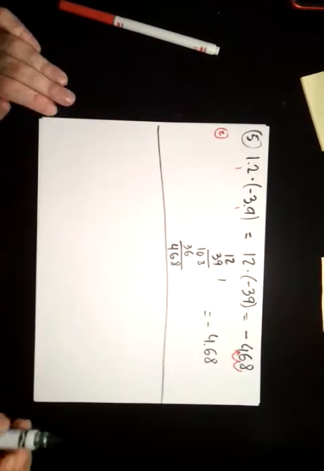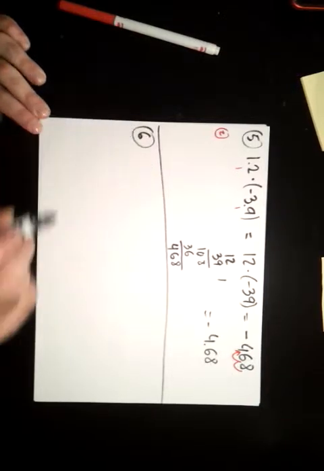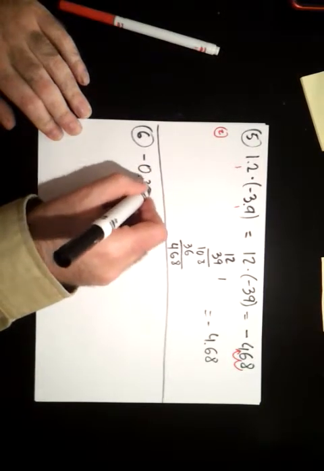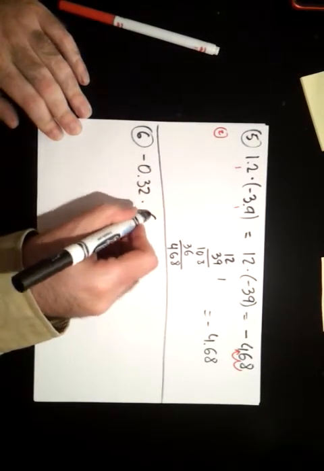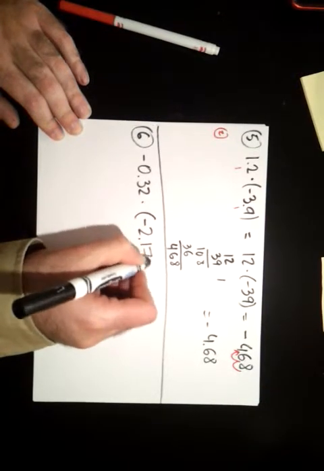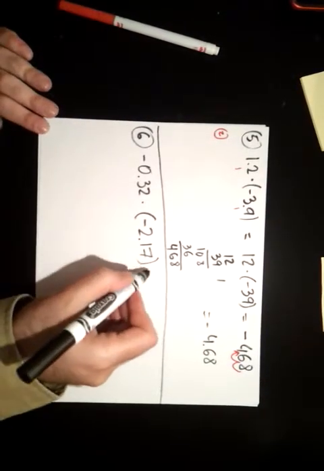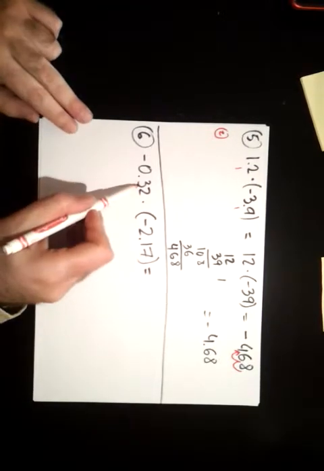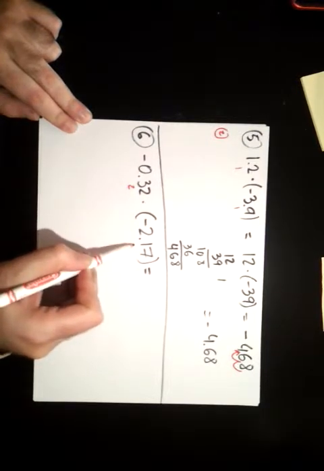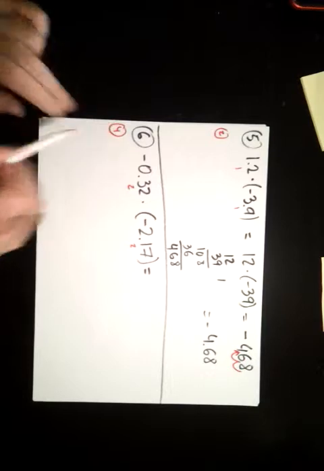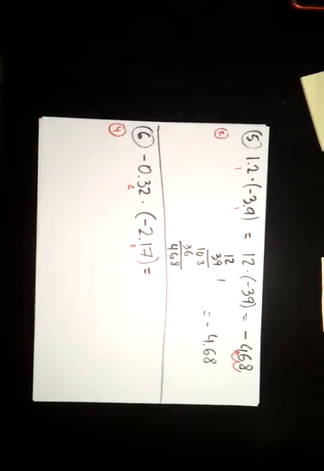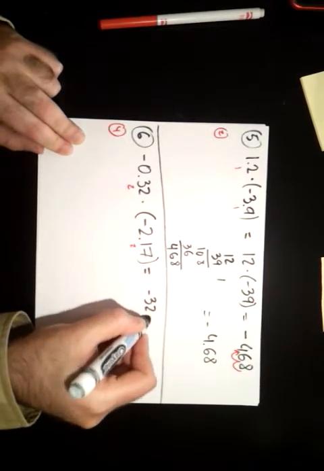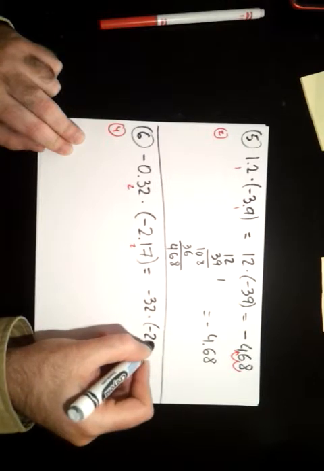Well done, Mr. B. Number 6. Negative 0.32 times negative 2.17. We're going to do the same thing we did for the last problem. Figure out how many numbers are after the decimal. 1, 2, 1, 2. Total 4. 2 plus 2. Then I'm going to write them out as if the decimals didn't even exist. Negative 32 times a negative 217.